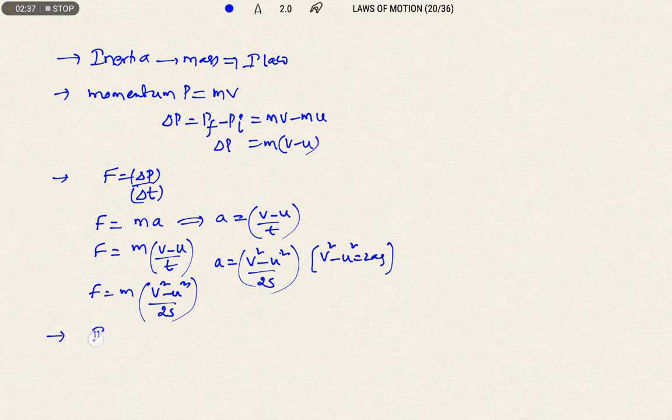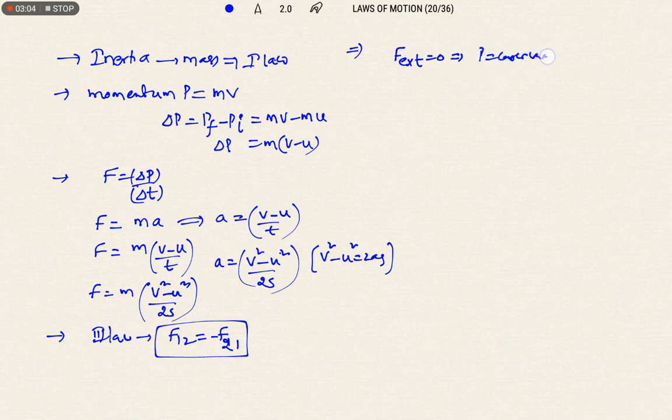We also discussed Newton's third law. What is Newton's third law? According to Newton's third law, to every action there is an equal and opposite reaction. F12 equals F21, but in opposite direction. And then we studied the law of conservation of linear momentum. According to this law, if the external force acting on the system is zero, then momentum is said to be conserved. So what is the meaning of conservation? The initial momentum of the system is equal to the final momentum of the system.